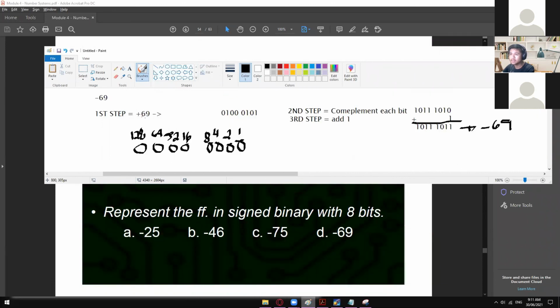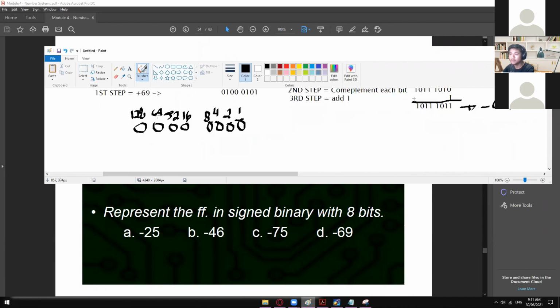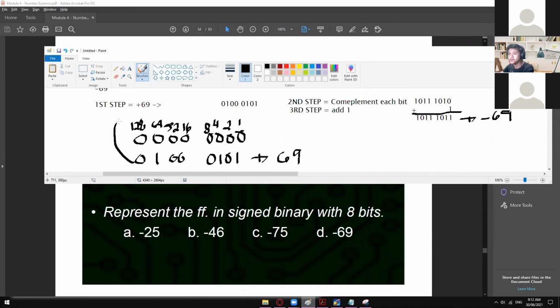So in this example, we need 69. So we have to activate the 64 right here. So 0, 1. So we don't need 32, we don't need 16 because it will exceed the 69. So it's 0, 0. And then we don't need 8 because 64 plus 8 is 72. So it's still 0. 64 plus 4 is, yes, 68. So we need that one. So we don't need 2, and then we need 1. So 64 plus 4 plus 1 is equal to 69. Okay. So that's how we've got this 0, 1, 0, 0, 0, 1, 0, 1.